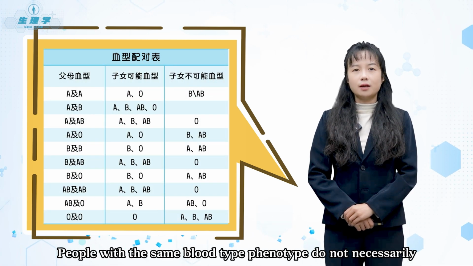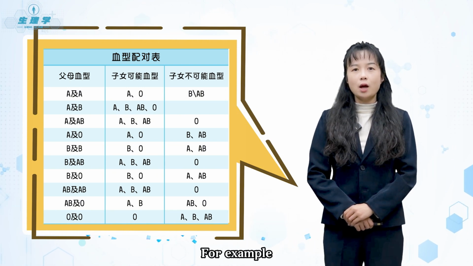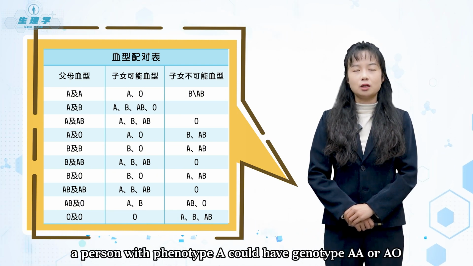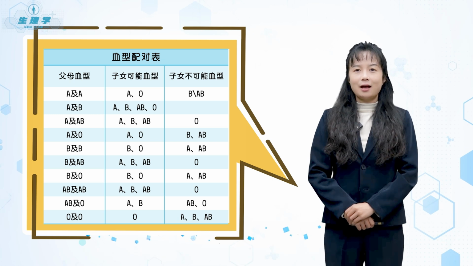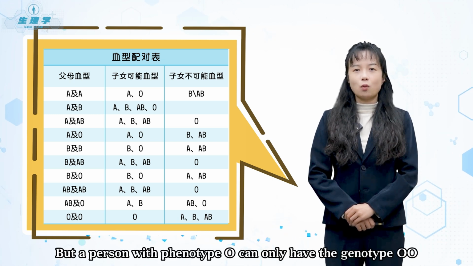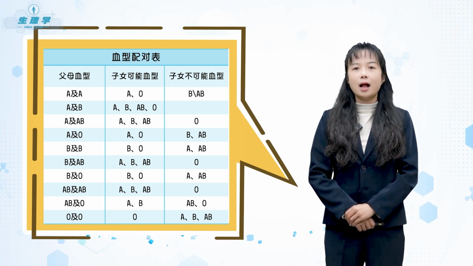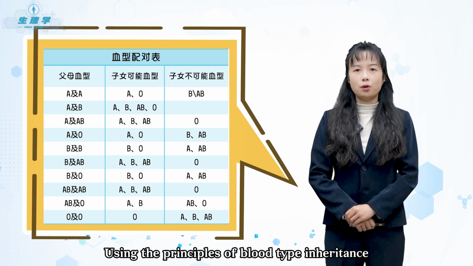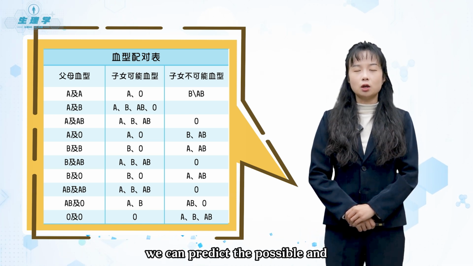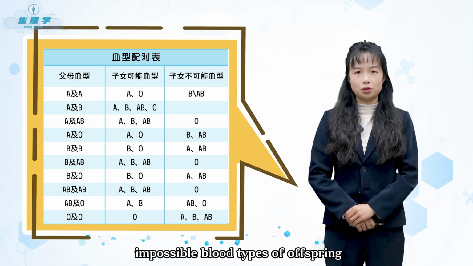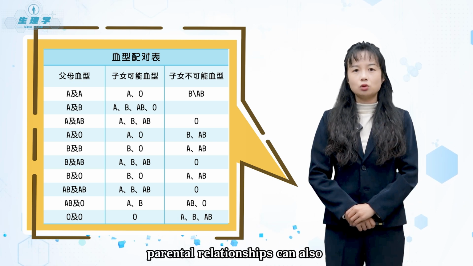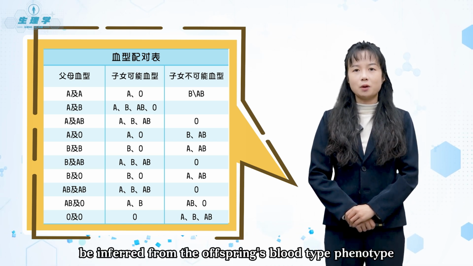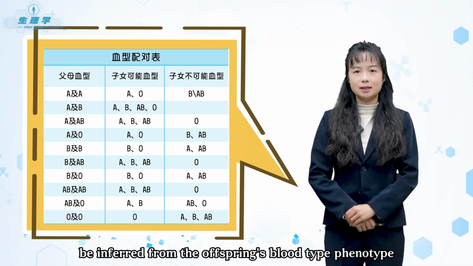People with the same blood type phenotype do not necessarily have the same genotype. For example, a person with phenotype A could have genotype AA or AO. But a person with phenotype O can only have the genotype OO. Using the principles of blood type inheritance, we can predict the possible and impossible blood types of offspring. Therefore, parental relationships can also be inferred from the offspring's blood type phenotype.